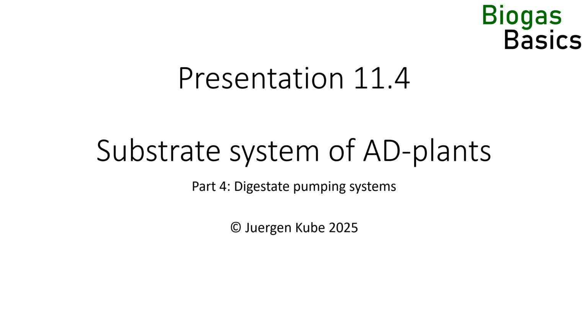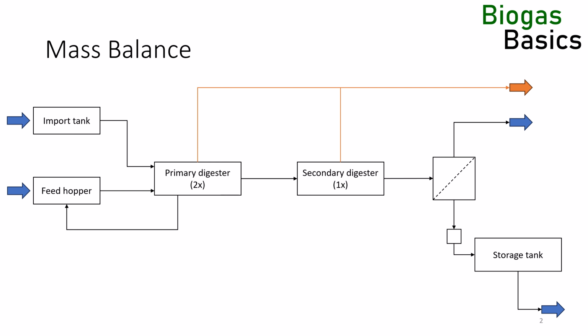In part 4 of the mini-series about the substrate system of A-D plants, I talk about the pumping system. I will discuss how to connect digesters and tanks with pumps and pipes, and how not to. Let's start with an example biogas plant.